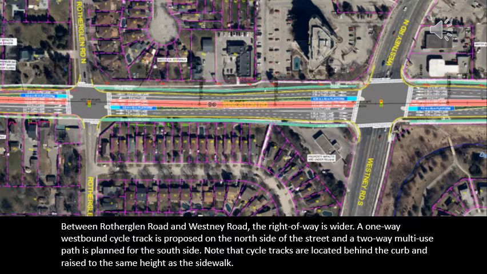Between Rotherglen Road and Westney Road, the right-of-way is wider. A one-way westbound cycle track is proposed on the north side of the street, and a two-way multi-use path is planned on the south side. Note that cycle tracks are located behind the curb and raised to the same height as the sidewalk.